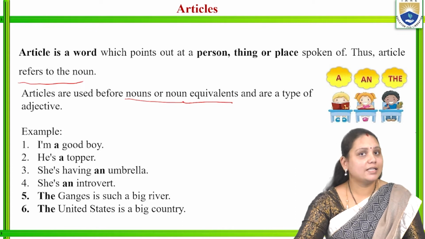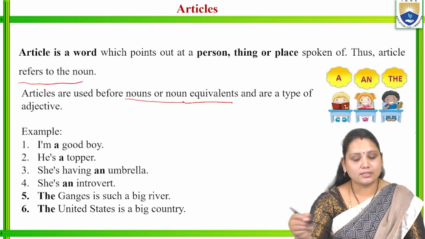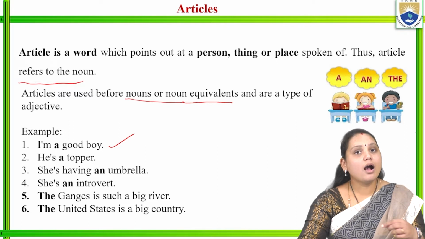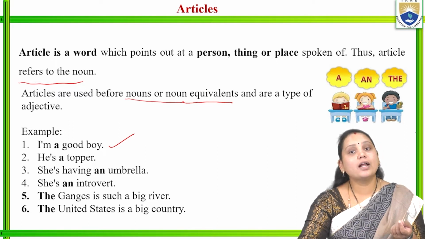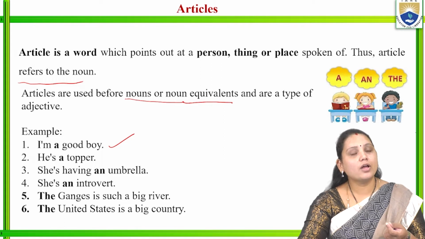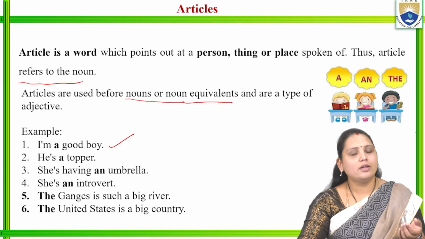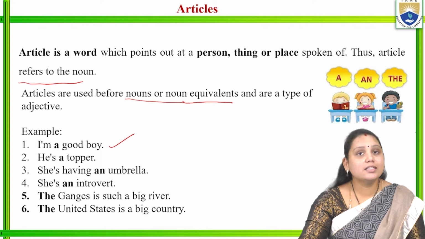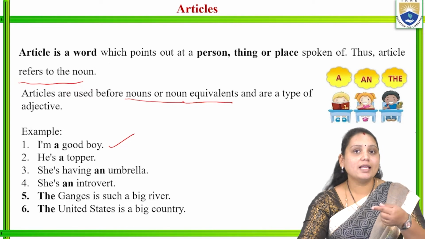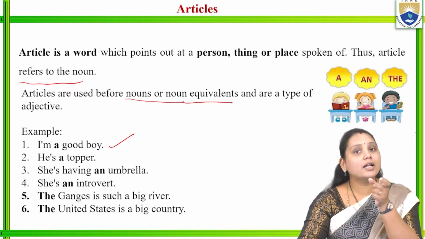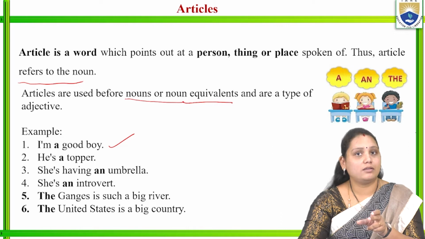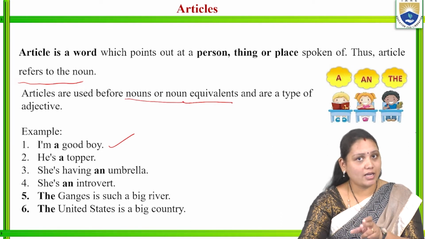Now, let us see some examples of the articles. I am a good boy. A good boy. Why can't I say I am the good boy? Because there are many other children who are good. I am one among them. So, I am a good boy. Next, he is a topper. Here we are saying he is a topper. That means one topper among many other toppers. So, it is pointing out definiteness or indefiniteness.